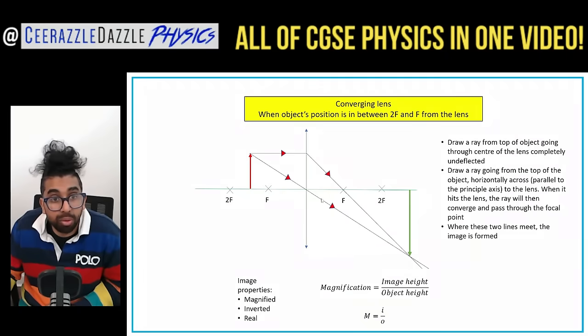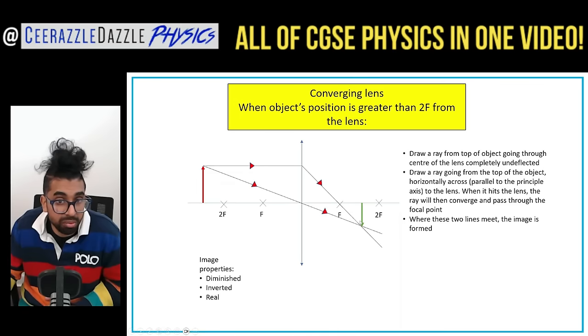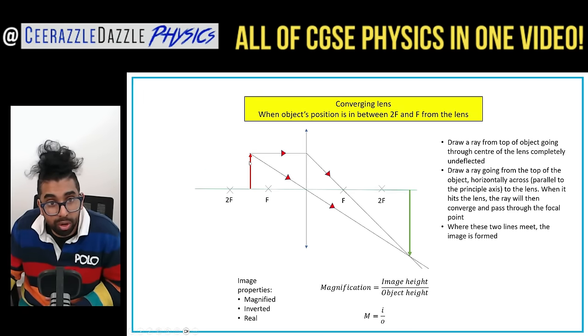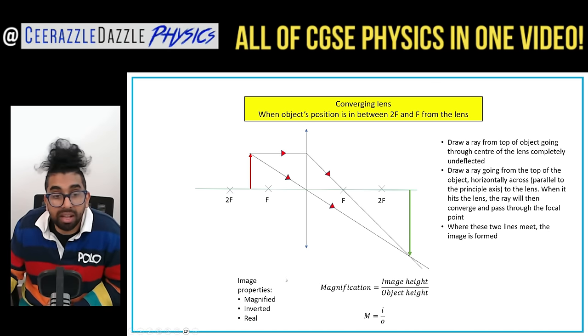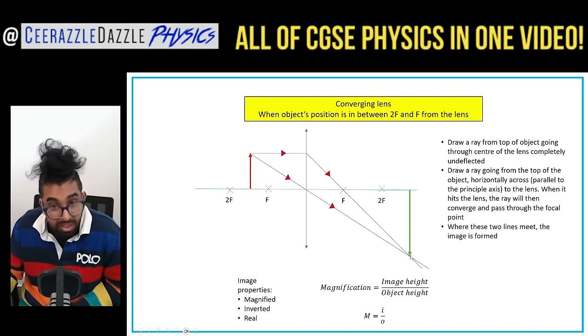Then if we move the object in between F and 2F, we can see that the image changes. So right now, if I move the object between F and 2F and do the same thing again, one ray of light from the top of the object through the center of the lens over there, one ray of light horizontally across and then through F over there, we can see that the image is formed much larger than before. So previously it was like this. Yes, it's smaller. Then look, the position of the object changes the nature of the image at the end. So yes, you can see right now that the image is magnified, it's inverted, it's upside down, and it's real.